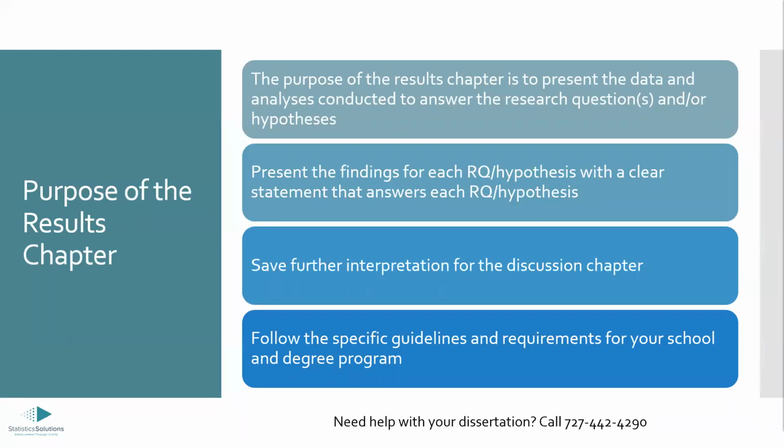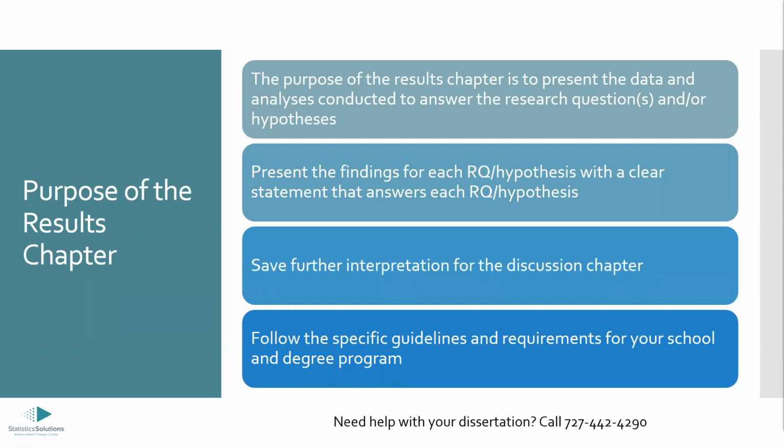So first, let's talk about the purpose of the results chapter. Really, the purpose of the results chapter is to present the data and the analyses that answer the research questions and/or your hypotheses. So in the first or the preceding chapters of the dissertation, you're establishing why you need to conduct your study and how you are conducting your study.